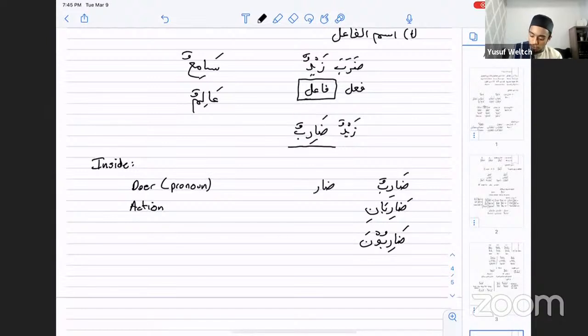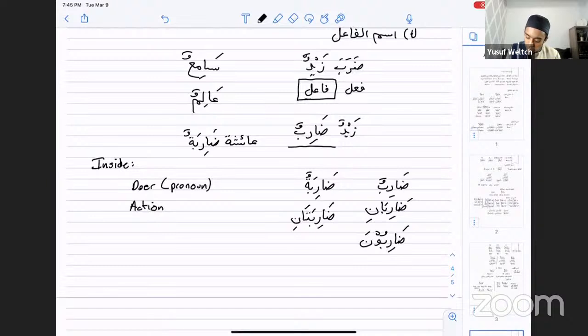But you can also make it feminine. So if I said, for instance, Aisha daribatun, I'd have to match it. I wouldn't say Aisha daribun because that's masculine. So daribatun, and then dual again would be just adding the alif noon at the end, daribatani. And then the plural would be daribatun. So this is the scale for the ism fa'il.